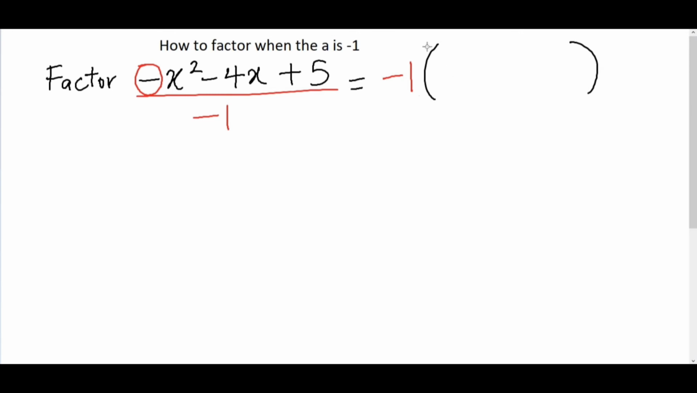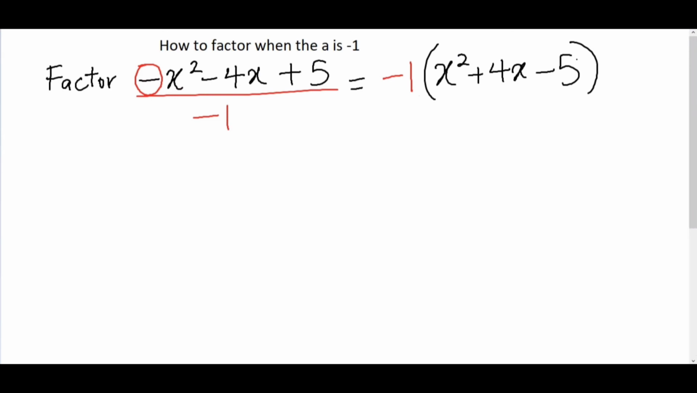Okay, so what does that give us then? For the first one, we have -x squared divided by -1. That gives us positive x squared. So again, the signs basically change to the opposite thing. For this one here, we have -4x divided by -1. That gives us positive 4x. And then for the last one, we have positive 5 divided by -1. What happens to that? It changes to a -5.